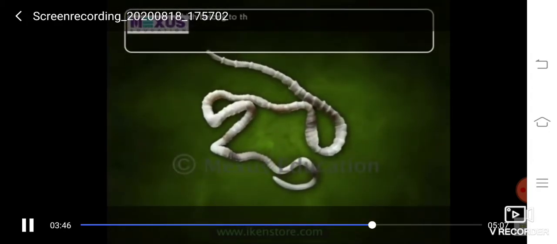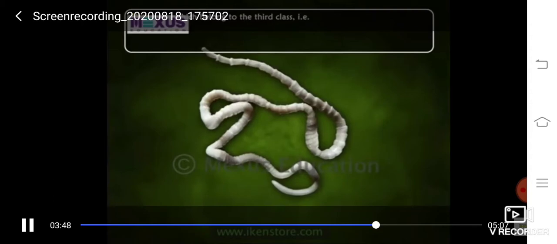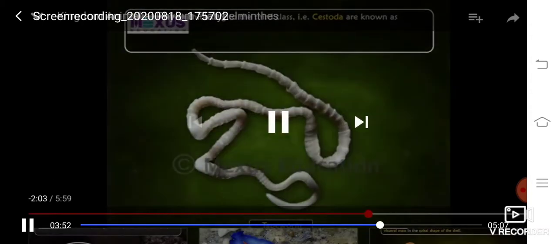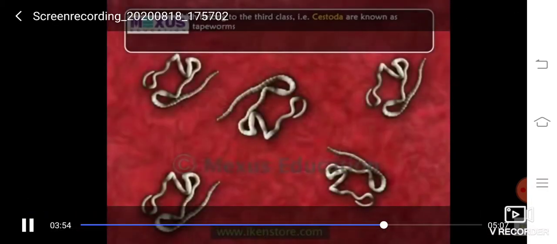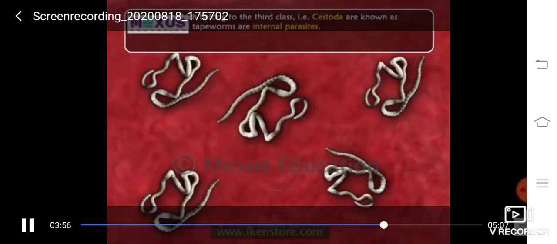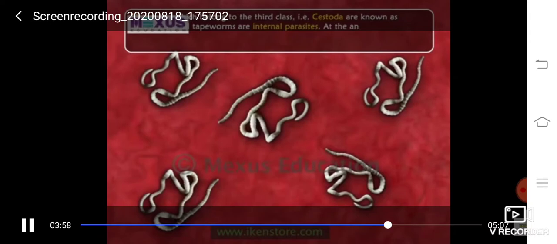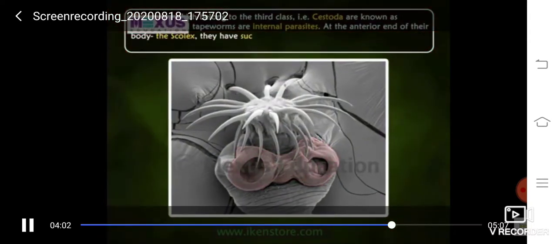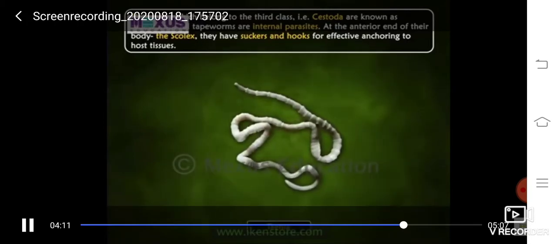Flatworms which belong to the 3rd class, that is, Cestoda, are known as tapeworms. All tapeworms are internal parasites. At the anterior end of their body, the scolex, they have suckers and hooks for effective anchoring to host tissues. A good example of this category is Taenia.